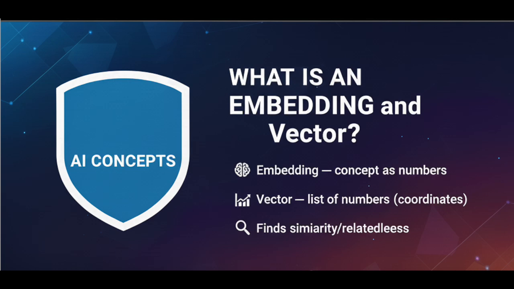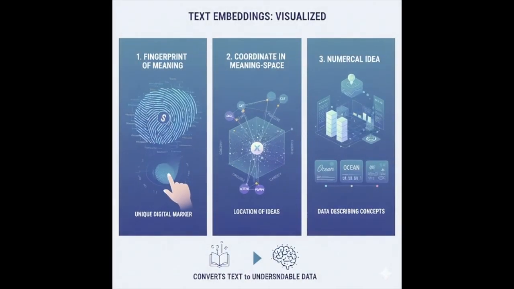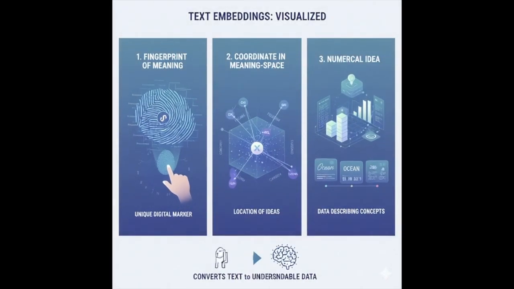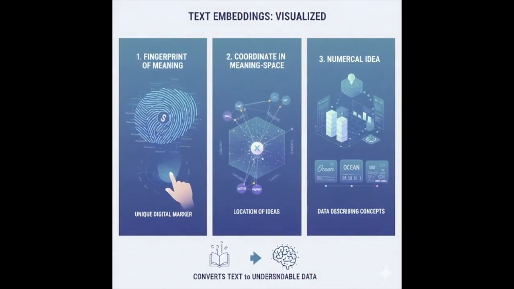Imagine every sentence a human speaks is a tiny universe of meaning, but computers don't understand meaning. They only understand numbers. So the question is, how do we turn human language into something a machine can reason about? Welcome to Embeddings, the secret engine behind RAG, semantic search, chatbots, and your entire AI automation agency.